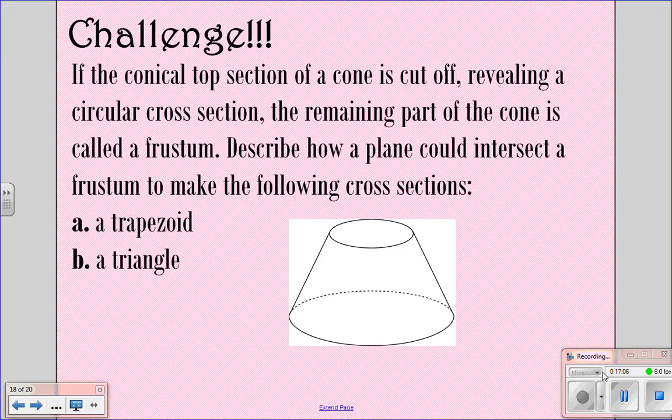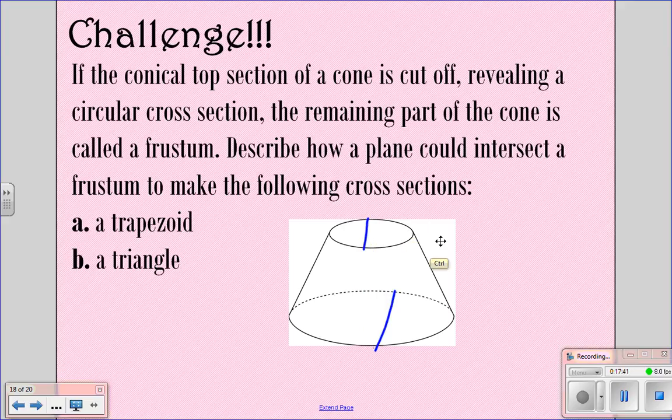All right, so here is an example of a frustrum of a cone. And if you wanted to make a trapezoid, it would just need to be going through both of the circular bases. And so it could look like this. And that would make a trapezoid there. If it cuts down through both circular bases, that's how it would make a trapezoid. And so it could be going this direction, or it could be slanted more this way, but it has to go through both of your circular bases.